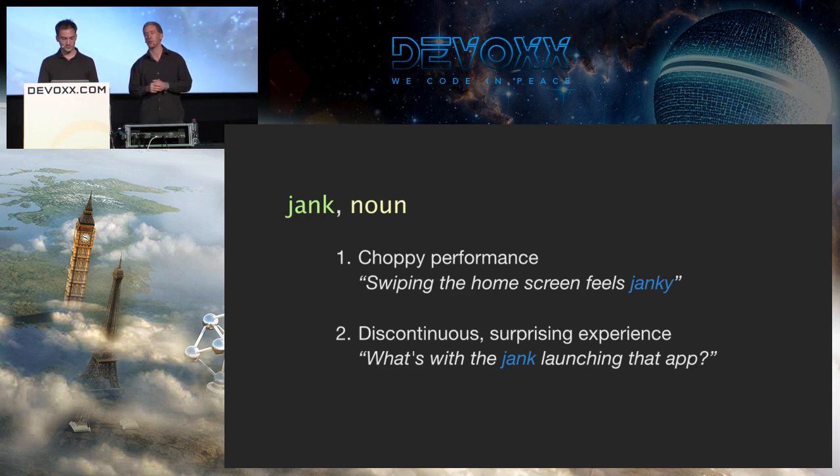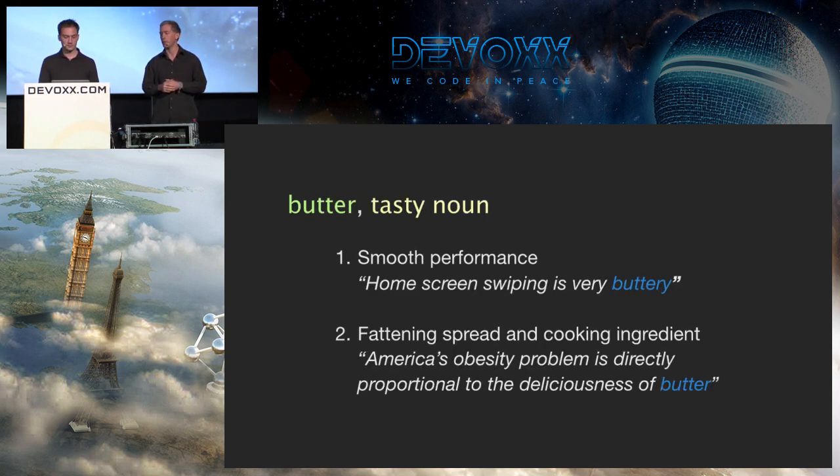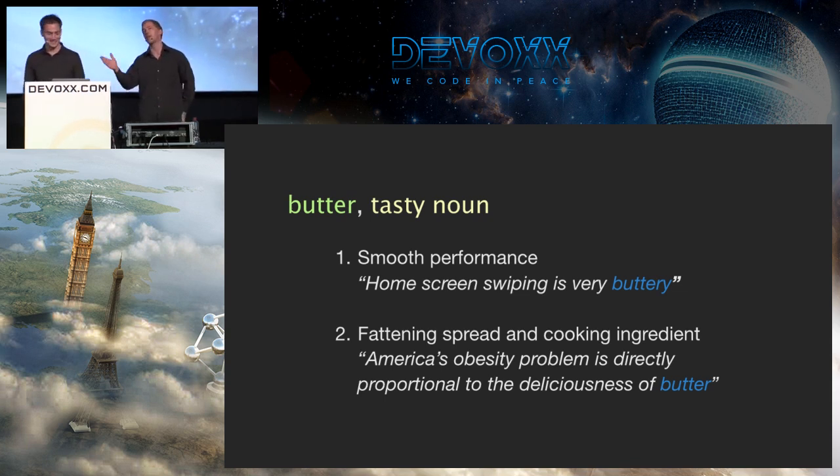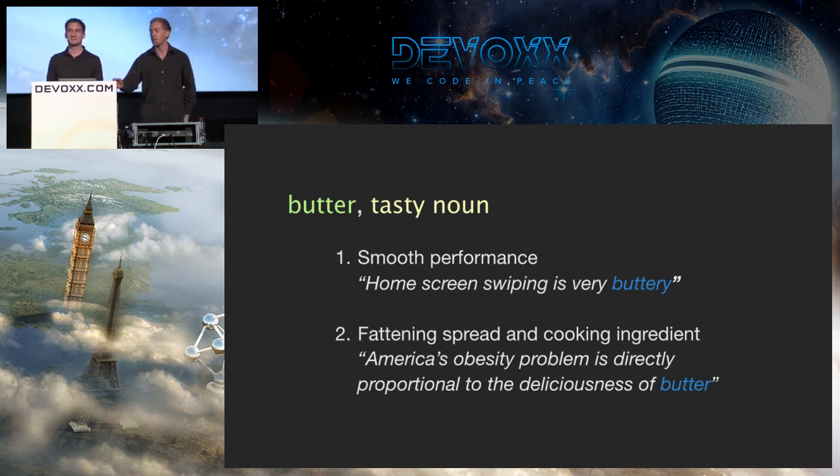The other term to be familiar with is, of course, butter, or as it translates into French, croissant. There are two elements of butter. One is having smooth performance. It feels buttery, basically. It's smooth. I mean, we put butter on everything in America. The other is basically the fattening spread that's made us the growing nation that we are.